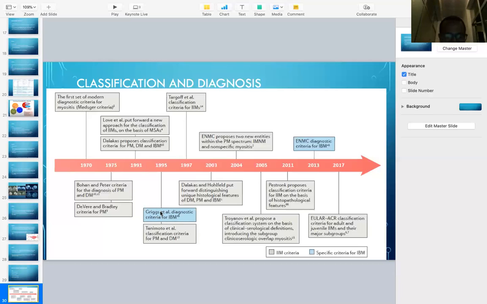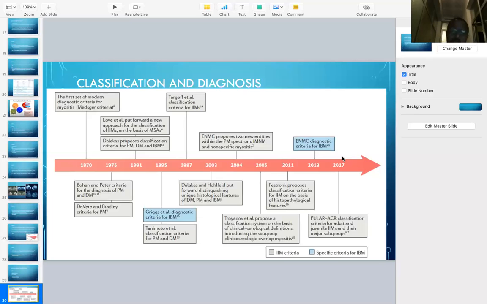The other big work was done by Tanimoto, who used myositis-specific antibodies for the first time, in 1995. Subsequently, the European Neuromuscular Centre introduced additional categories like immune-mediated necrotizing myositis and non-specific myositis. They also, in the absence of histology findings, tried to use clinical presentations for differentiating inclusion body myositis. But then the most recent work was done by EULAR and ACR for classification of inflammatory myositis.